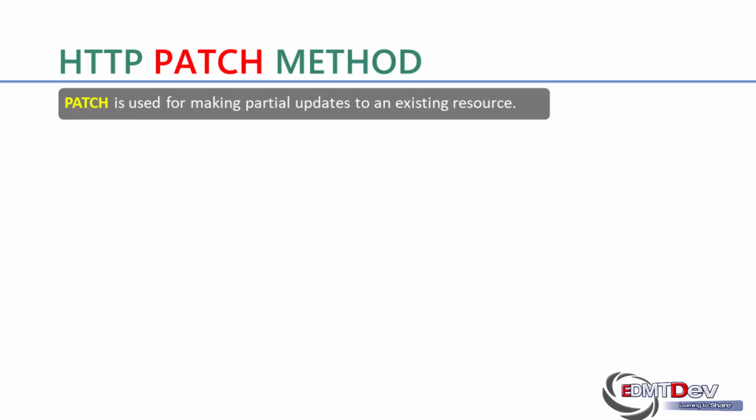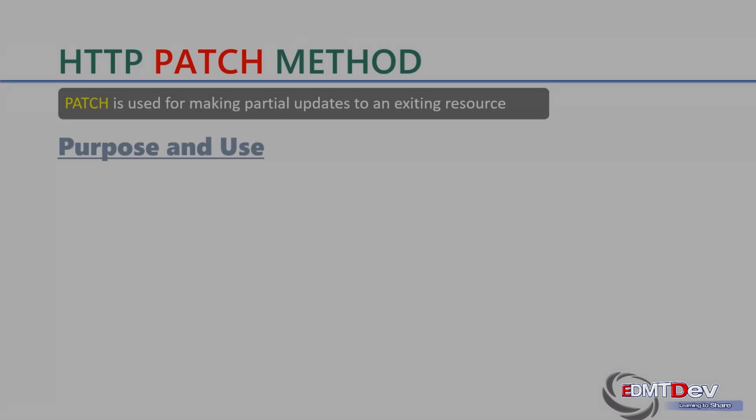The PATCH method in HTTP is used for making partial updates to an existing resource, distinguishing it from the PUT method, which typically requires a complete resource representation to be supplied in the request. PATCH allows clients to send only the changes to the server, rather than the entire resource. This can be more efficient and convenient when only a small portion of the resource needs to be modified.